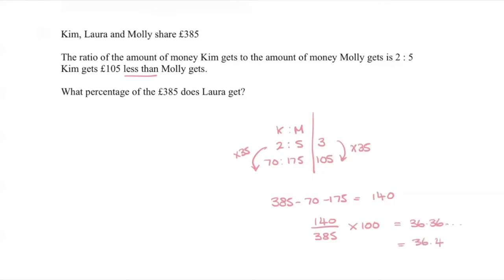Now, this question doesn't actually tell us how it wants to round. So I've done it to 1 decimal place. You might have done it to a whole number, 36%. Either would get you the marks. If they haven't made it clear, then they're going to allow for that in the mark scheme.